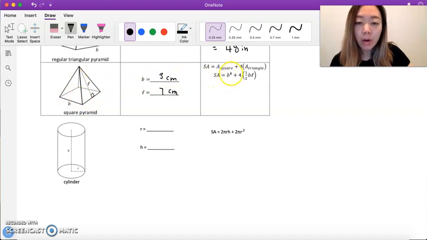So area of the square is base squared, base times this, right? So you will be multiplying b twice. That's why it's b squared, plus 4 times 1/2 times base times length. So let's go ahead and plug it in. Base squared is 3 squared.